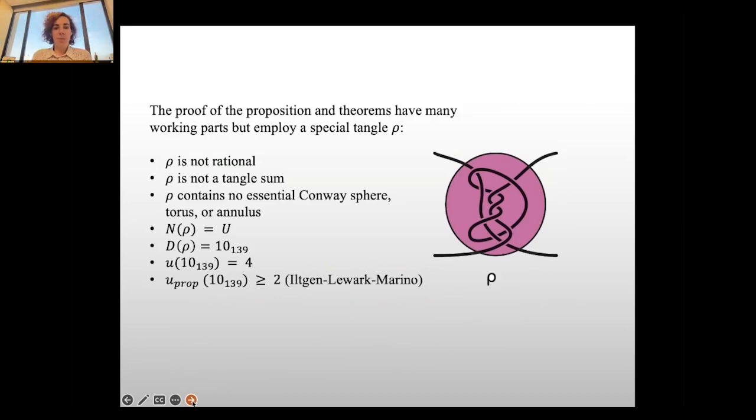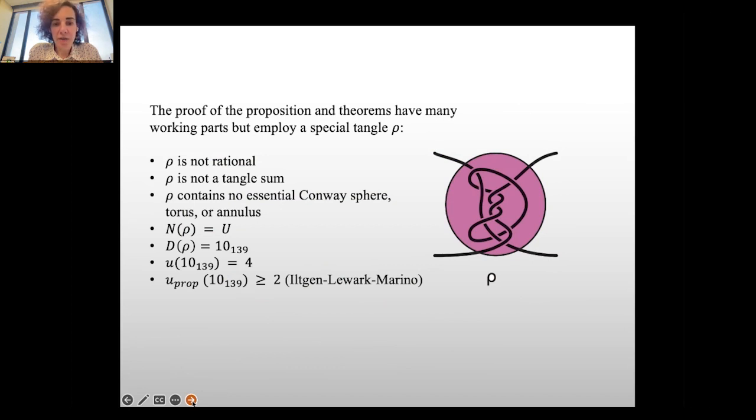So the proof of this proposition, and then of the corresponding theorems for theta curves, has a lot of working parts, but there is a special role for the tangle rho that you see pictured here in pink. This tangle rho is not a rational tangle. It is also not a tangle sum. So rho contains no essential Conway sphere. It contains no essential torus or essential annulus. And it has other special properties as well.